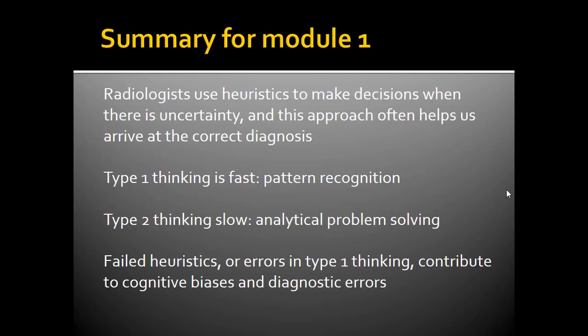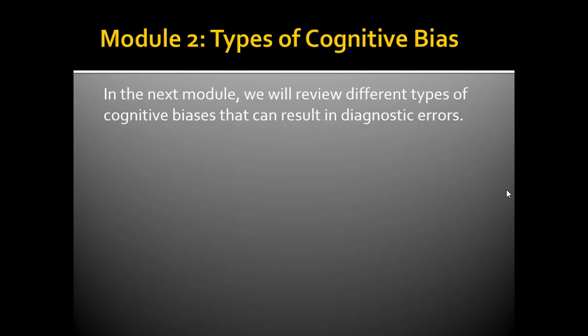To summarize, radiologists use heuristics to make decisions when there is uncertainty, and this approach often helps us arrive at the correct diagnosis. Type 1 thinking is fast, like pattern recognition. Type 2 thinking is slow. It's analytical problem solving. Failed heuristics or errors in type 1 thinking contribute to cognitive biases and diagnostic errors. In the next module, we will review different types of cognitive biases that can result in diagnostic errors.